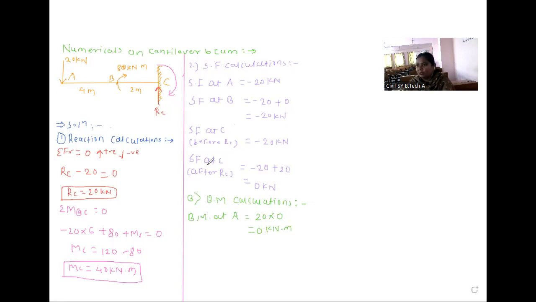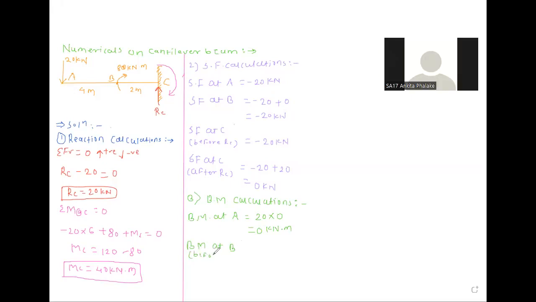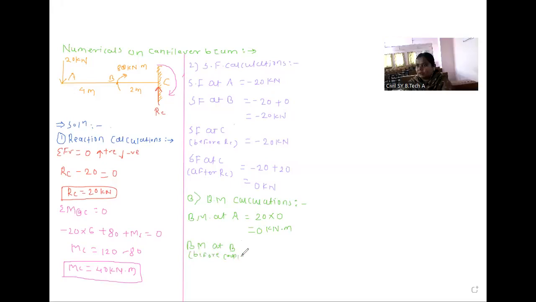But before this couple, bending moment at B before couple, which is equal to, for this I will draw a figure here. This is our B point. Here 20 kilonewton force is applied and perpendicular distance is 4 meter. So this 20 pushes downward, that means which type of nature is there? Hogging. So minus 20 into perpendicular distance 4. So bending moment at B before couple is minus 80 kilonewton meter.